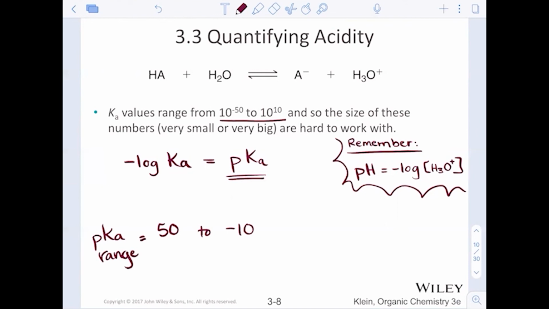What was 10 to the negative 50 as a Ka is now positive 50. And what was 10 to the 10 for the Ka is now negative 10, right? The negative log. So we are taking those exponents on the log base 10 scale, and we're going to negate them, change the sign. So big thing here, the lower the pKa, the stronger the acid.